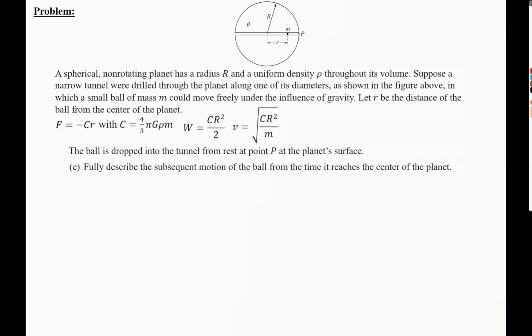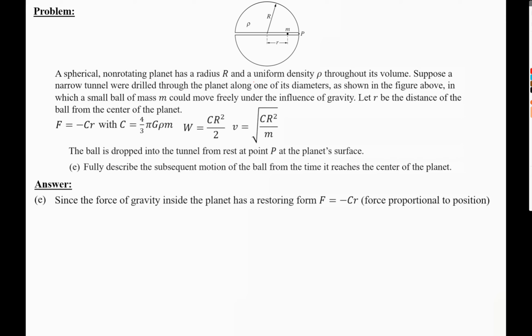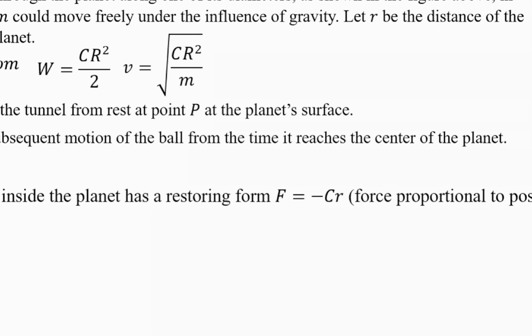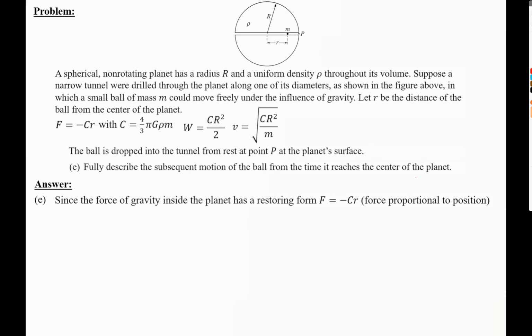Now in part E, we need to fully describe the subsequent motion of the ball from the time it reaches the center of the planet. Since the force of gravity inside the planet has a restoring form, F is given by minus Cr, which should remind you of Hooke's law, minus kx. Since we're talking about a linear relationship, the force is proportional to position.